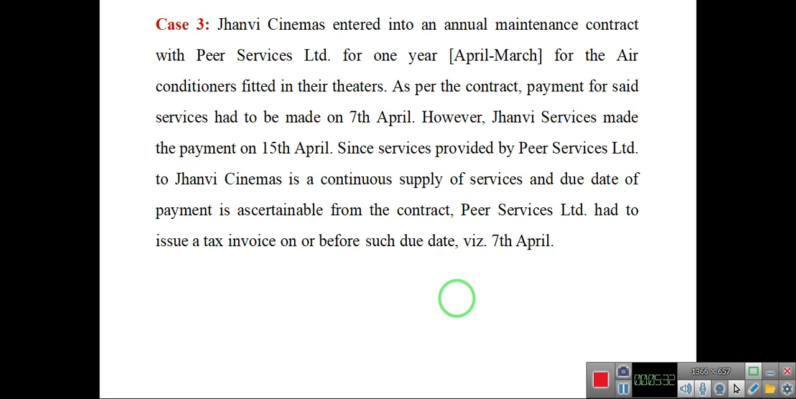The next case is regarding continuous supply. Janvi Cinemas entered into an annual maintenance contract with Pier Services Limited for 1 year for the air conditioners fitted in their theatre. As per the contract, payment for the said services had to be made on 7th April. However, Janvi Cinemas made the payment on 15th April. Since the services provided by Pier Services Limited are a continuous supply of services and the due date is ascertainable from the contract, the last date for issue of invoice is on or before 7th April.